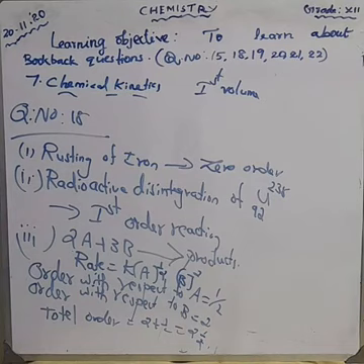What is the next question? A gas-phase reaction has energy of activation 200 kilojoules mole inverse. If the frequency factor of the reaction is 1.6 into 10 raised to 13 second inverse, calculate the rate constant at 600 Kelvin. That's the question.